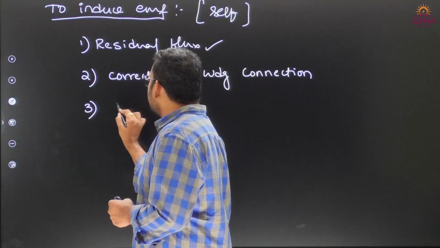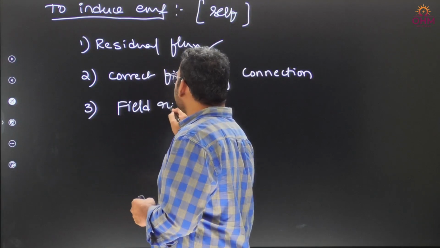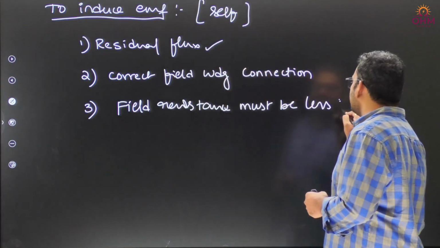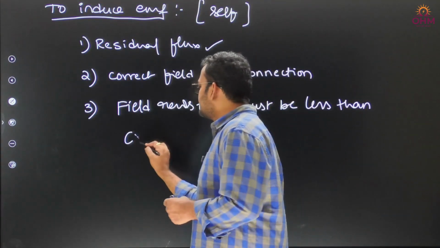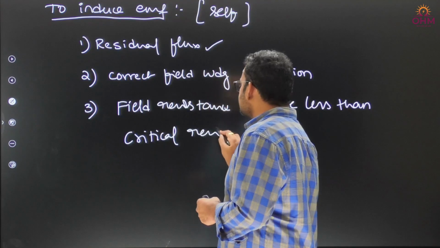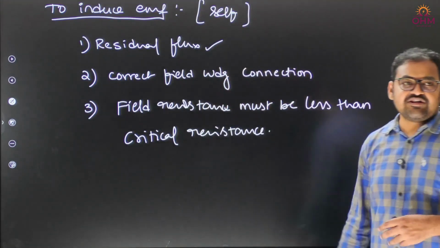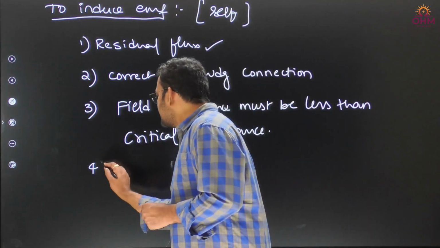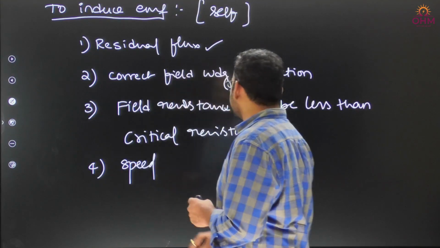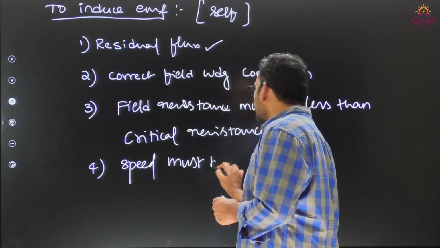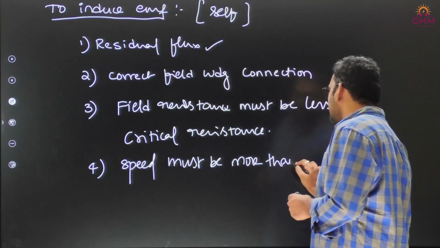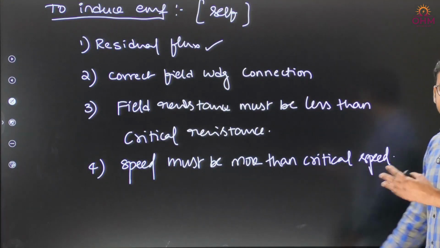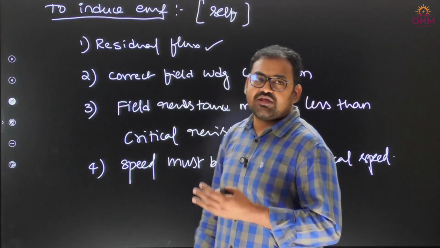And the third rule is field resistance must be less than critical resistance. If it is more than critical resistance, only residual EMF can be generated. Okay. And the fourth rule is speed must be more than critical speed. If any condition out of these four failed, definitely the machine cannot develop any EMF at no load.